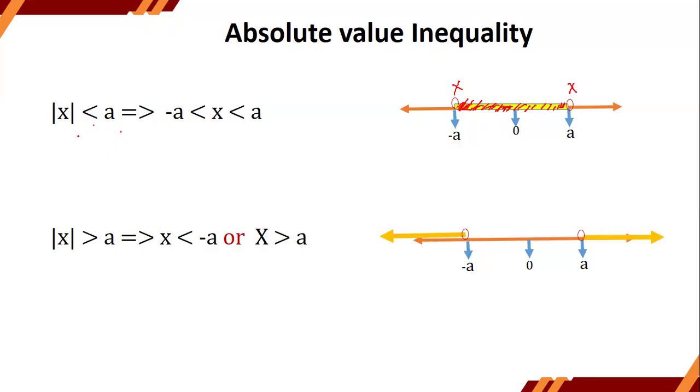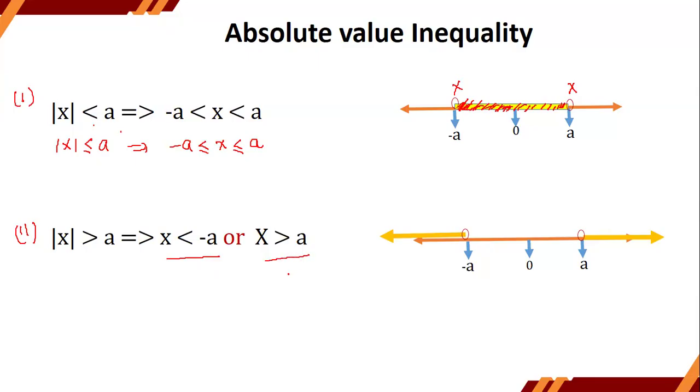If it had been the equal to sign, for example, mod of x is less than or equal to a, then it would have been minus a less than or equal to x less than or equal to plus a. Okay, now let's look at formula number 2. This was formula number 1, and formula number 2 is mod of x is greater than a. With this, x is either less than minus a or x is greater than a.